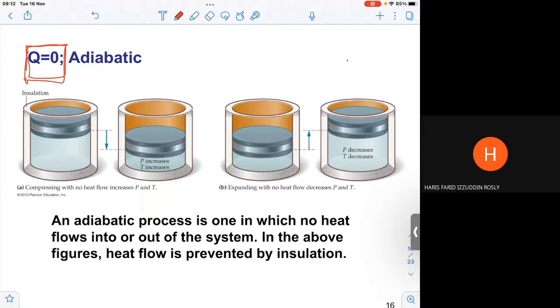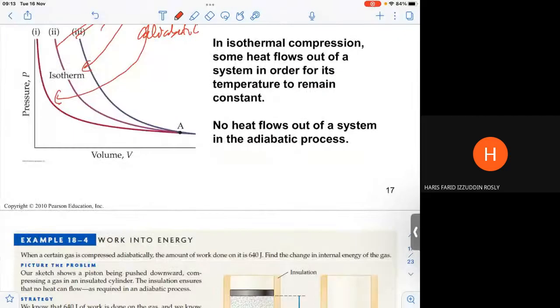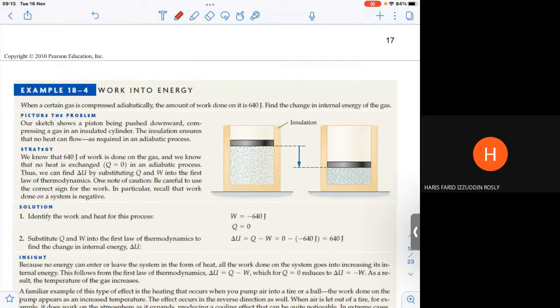No heat in or out of the system. So that means Q will be 0. Carefully, delta U equals Q plus W, then Q will be 0. So delta U will be equivalent to W. So what is W? You can calculate it on your own.